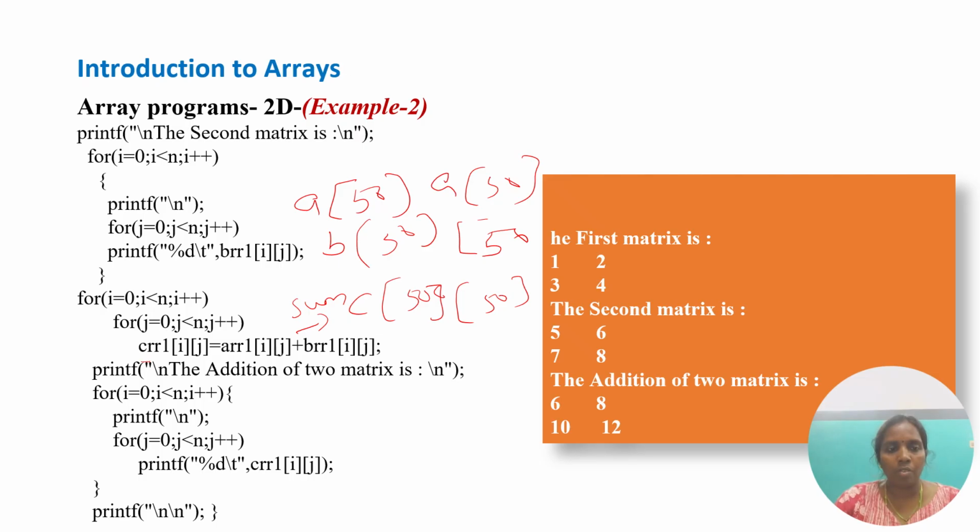So C of I comma j is equal to A matrix plus B matrix. This is where the addition is performed. The first matrix values are 1, 2, 3, 4. The second matrix values are 5, 6, 7, 8. And the addition of the matrices is 6, 8, 10 and 12.